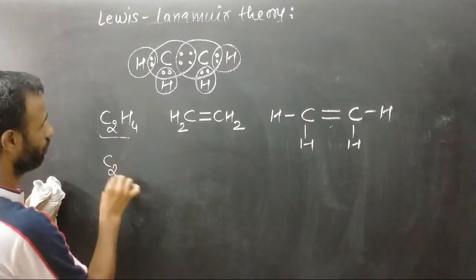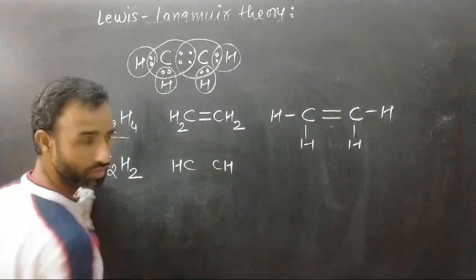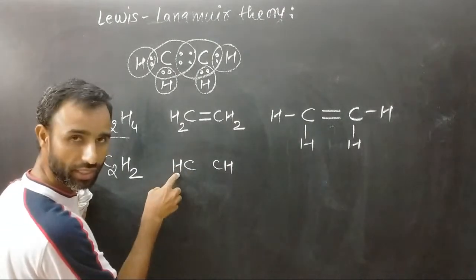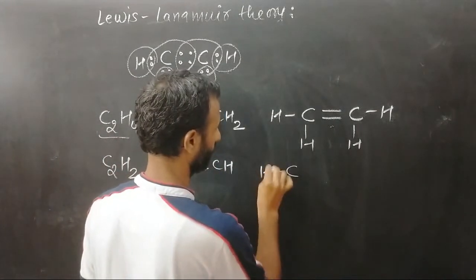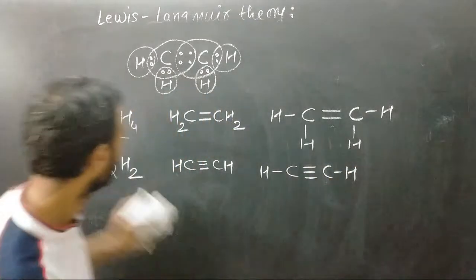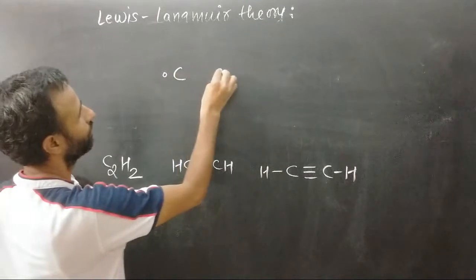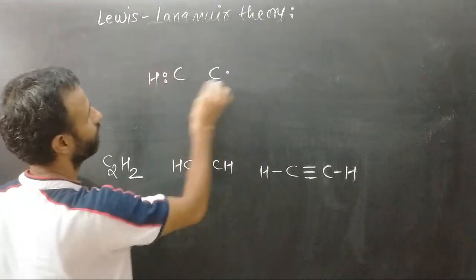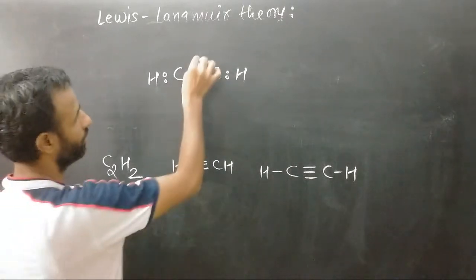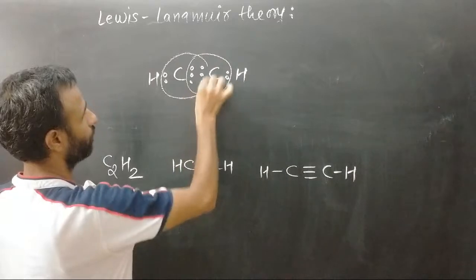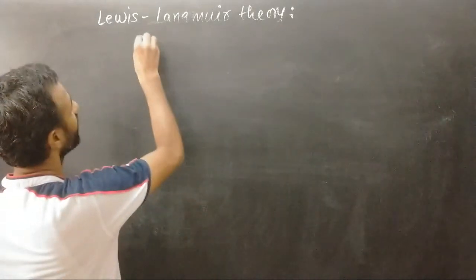Now, C2H2. So, CH, that means there is only 1 bond formed with hydrogen. Therefore, there are 3 bonds between 2 carbons. Like this. That means each carbon shares 1 electron with hydrogen and 3 electrons are shared between 2 carbons. So each carbon has octet of electron, each hydrogen has duplet of electron. That's it.